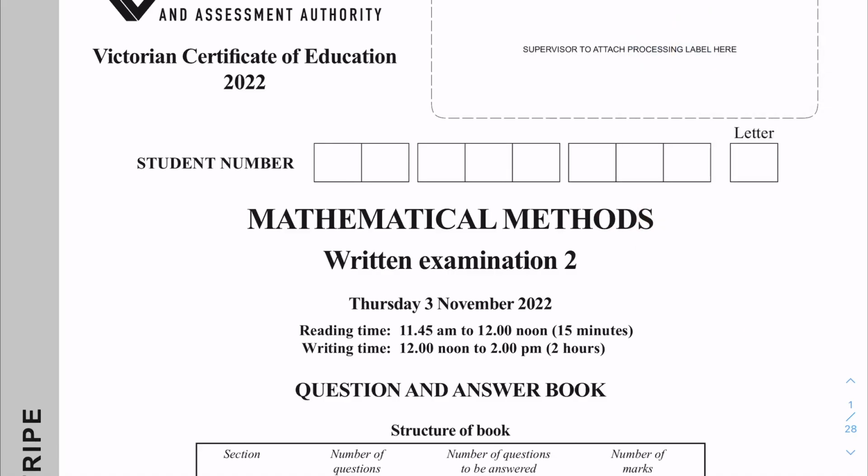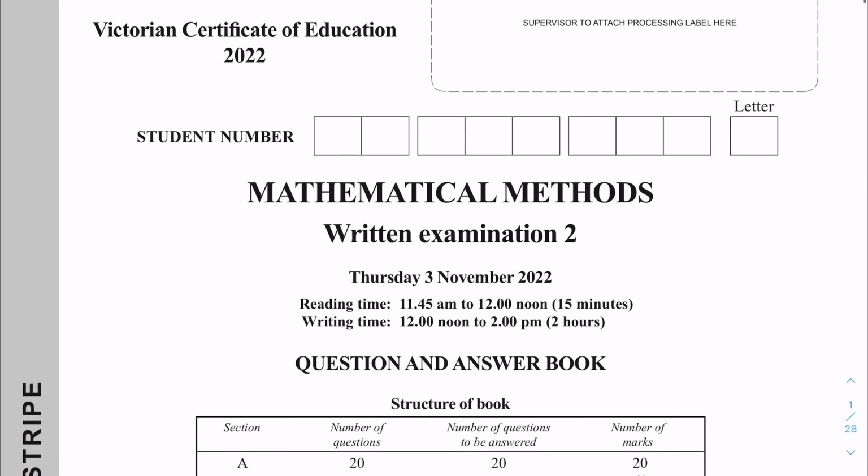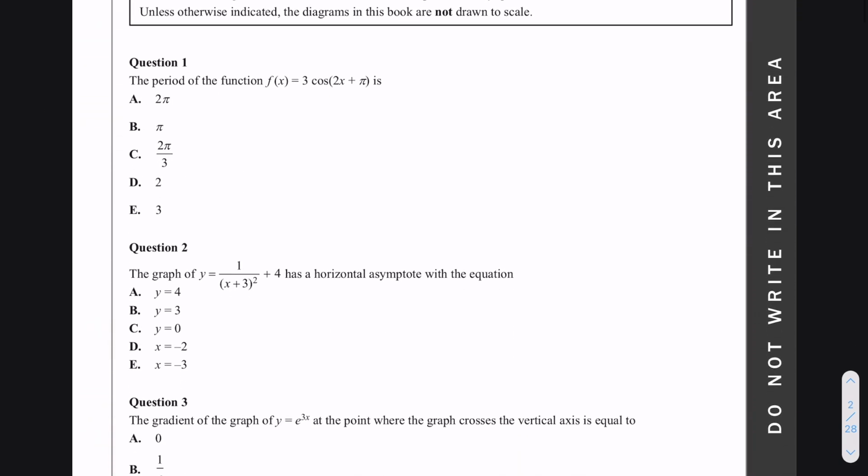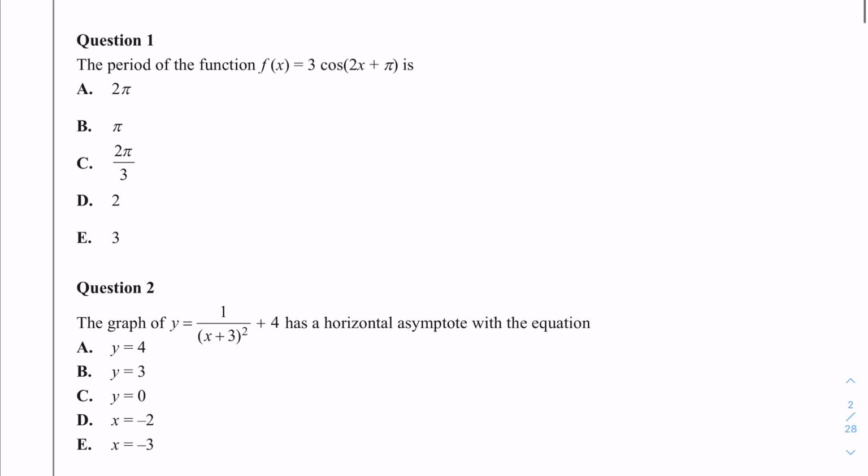Hey guys, so I've just got my hands on the Methods 2022 Exam 2, and I'm going to be answering the questions. So, question 1, the period of the function. Well, it's a cos function, so the period is 2 pi on n, and n is 2, meaning it should be pi, so B.